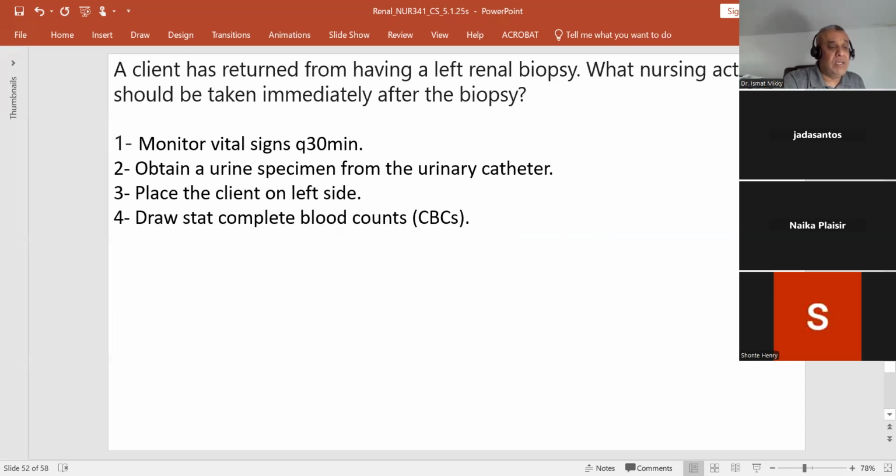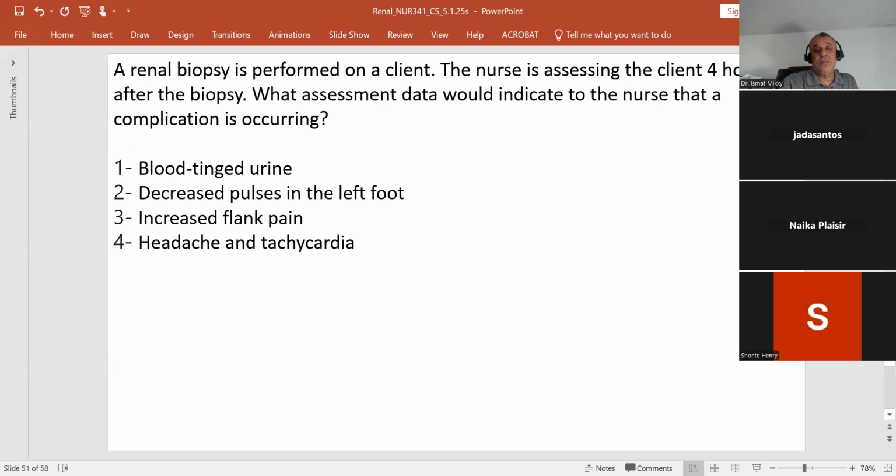Okay, so the question here is about renal biopsy. A renal biopsy is performed on a client. The nurse is assessing the client 4 hours after the biopsy. So what assessment data would indicate to the nurse that a complication is occurring?